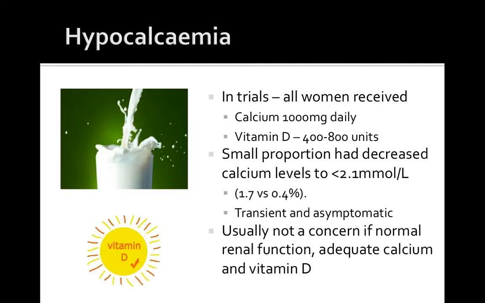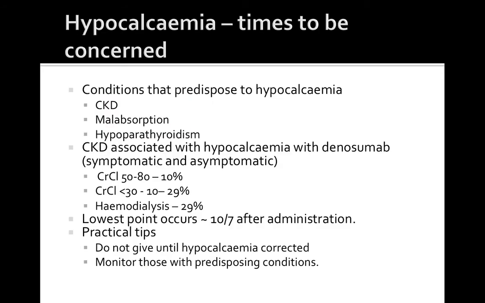So the main big problem that we're all worried about is hypocalcemia. So the important thing is that those 2 big trials of denosumab, people were on calcium and people were on vitamin D. And only a small amount had decreased calcium levels to less than 2.1 over the whole trial. So 1.7 versus 0.4%. So you think that level is pretty low. And in most of those people, it's transient asymptomatic. And the gist was that if someone had normal renal function, adequate calcium intake, and normal vitamin D, it just didn't happen. But that was not the whole story.